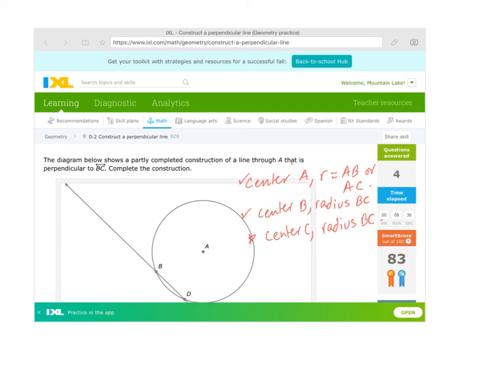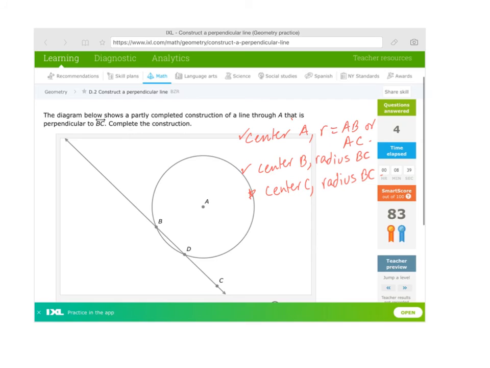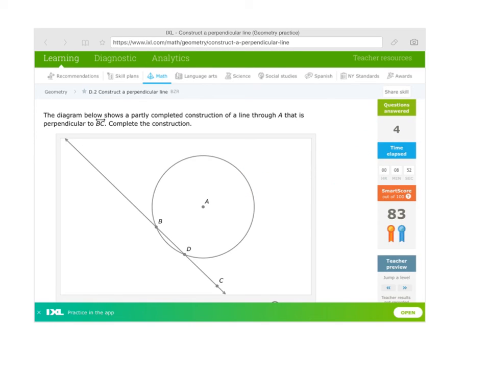Okay. Now, what about something like this? So this was the question that I posed in the beginning. Let's solve this using the tools we have. So we have a partly completed construction of a line through A that is perpendicular to BC. So we have a few things here. We already drew one circle, and that circle is center A, radius AB, or radius AD. So we've drawn this. This is already on your diagram right now.